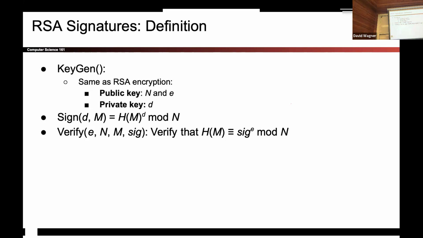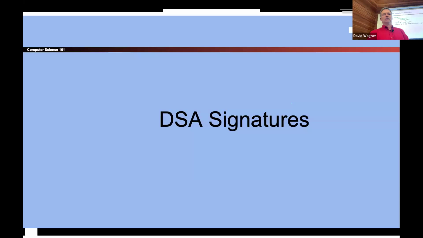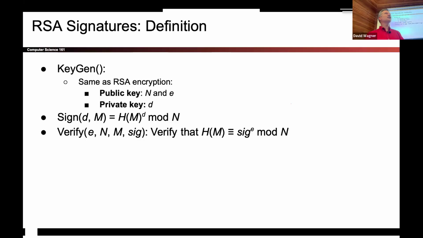Yeah, the signature is H of M to the dth power mod N. Yes, that's correct. You can think of this as signing the hash of the message, but you can think of it as just signing the message. What the signature does is compute a hash along the way. Okay, so that's RSA signatures, and the proof of correctness, why this works, is the same as why RSA encryption works.